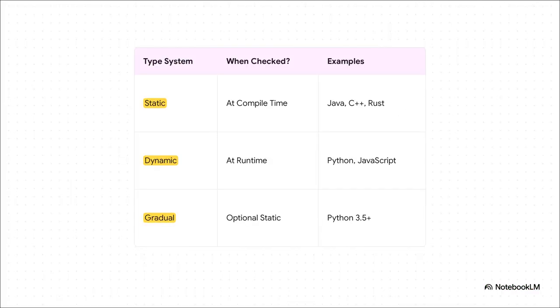Now, this is really interesting. To get what's going on, you have to see where Python fits in. It's always been a dynamically typed language, right? Checks happen on the fly. But since version 3.5, it's embraced what we call gradual typing, which lets us add optional static checks. It really gives us the best of both worlds, the safety of static typing right where we need it, but the flexibility of dynamic typing everywhere else.